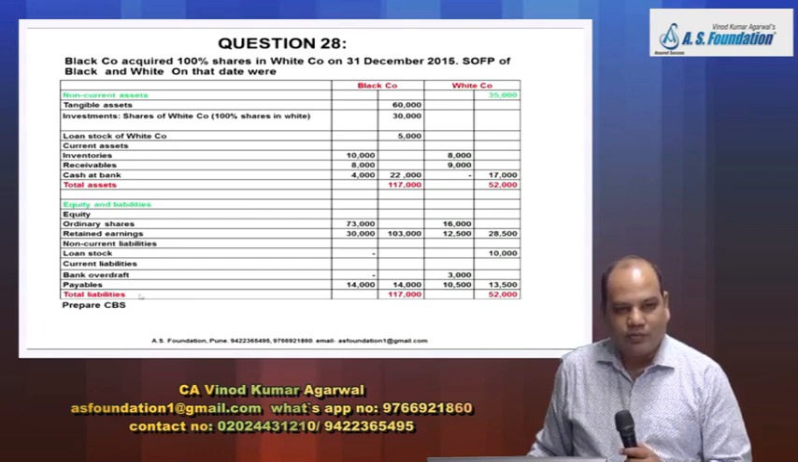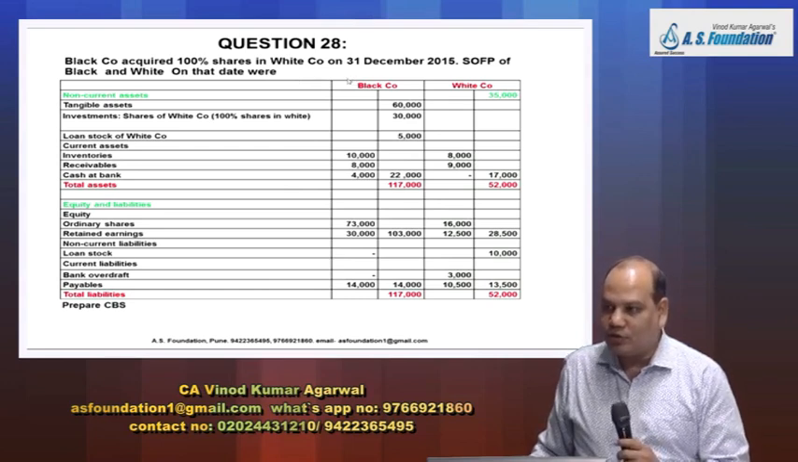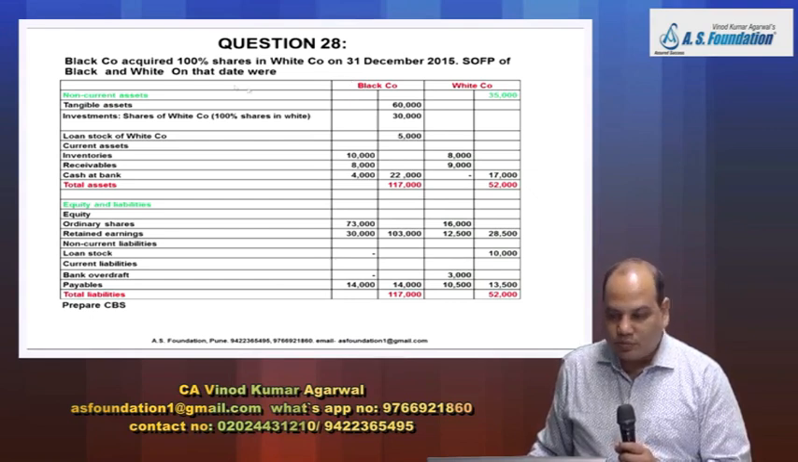Prepare CBS, consolidated balance sheet. Now when were the shares acquired? 31st December 2015. What is the date of the SOFP? That is also the same. So this is the date of acquisition and the date of consolidation also. This company white will become 100% subsidiary of black. So therefore they will have to consolidate white's financial statement with black company, right?